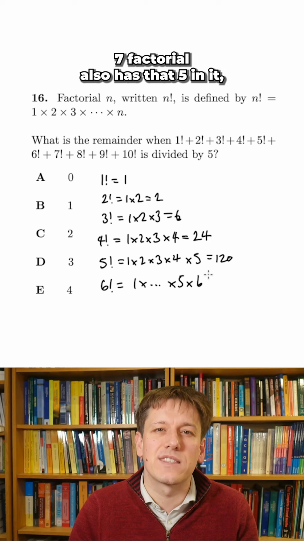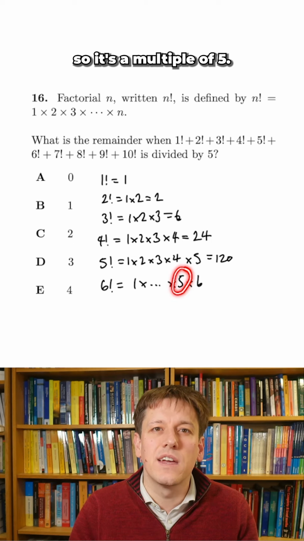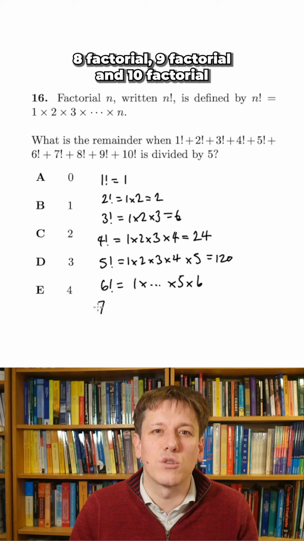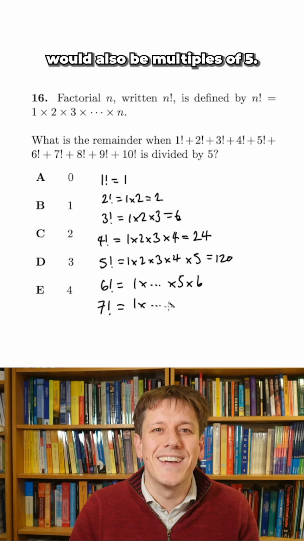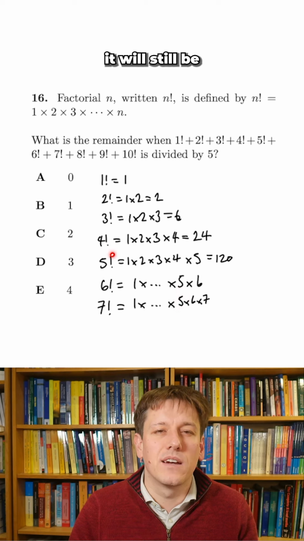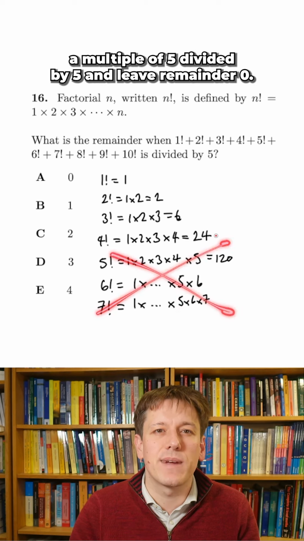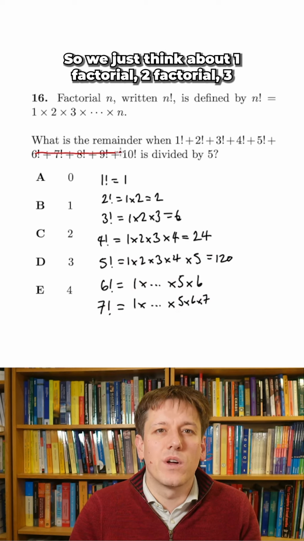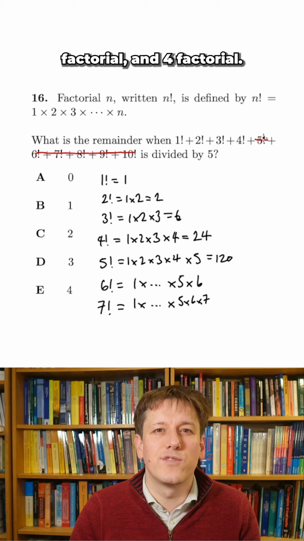7 factorial also has that 5 in it, so it's a multiple of 5. 8 factorial, 9 factorial and 10 factorial would also be multiples of 5. So we can ignore those. When we add them together and divide by 5, it will still be a multiple of 5 divided by 5 and leave remainder 0. So we just think about 1 factorial, 2 factorial, 3 factorial and 4 factorial.